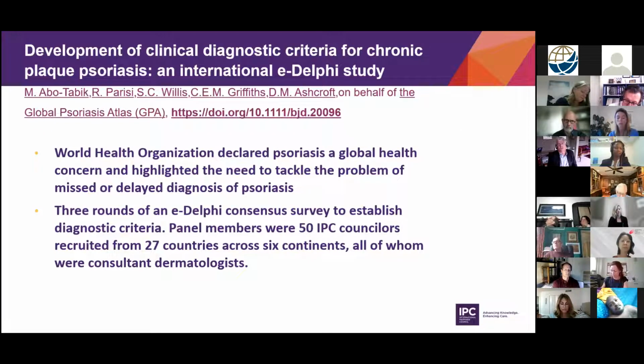Development of clinical diagnosis criteria for chronic plaque psoriasis, an international e-Delphi study. The study of the GPA is very important. That is, the World Health Organization declared psoriasis a global health concern and highlighted the need to tackle the problem of missed or delayed diagnosis. And 3 rounds of an e-Delphi consensus survey were done to establish diagnostic criteria. And panel members were 50 IPC counselors recruited from 27 countries across 6 continents, all of whom were consultant dermatologists. Next slide.